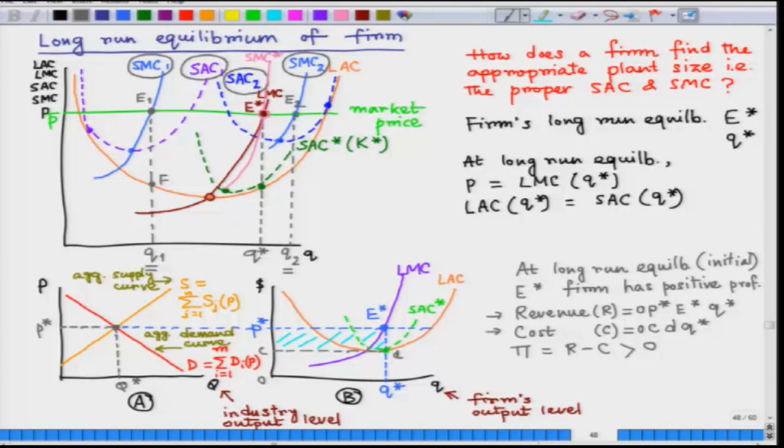Now, this case where the firm earns a positive economic profit is known as the case of supernormal profit. So, what do we mean by supernormal profit? To understand supernormal profit concept, we have to introduce another new concept called normal profit.